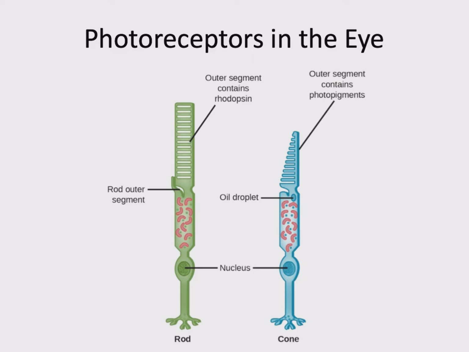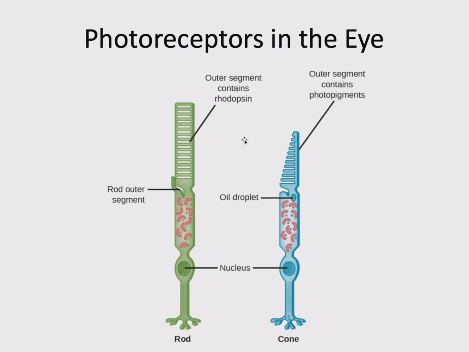So of course, that was just one type of photoreceptor, the rod cell. The other cell is called a cone cell. And yep, they're named after what they look like in the outer segment. This kind of looks like a cylinder or a rod. And this is more tapered at the end, so it kind of looks like a cone. Makes sense to me.